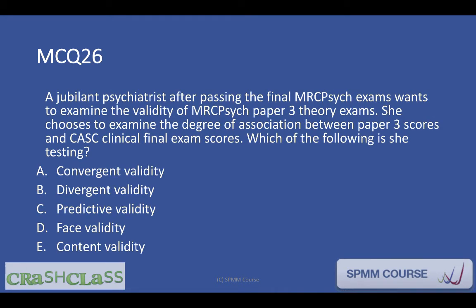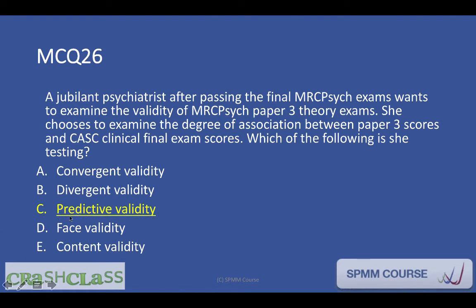A jubilant psychiatrist, after passing the final MRC Psych exams, wants to examine the validity of the MRC Psych paper 3 theory exam. Well, you can say paper B now. She chooses to examine the degree of association between paper B scores and CASC clinical final exam scores. Which of the following is she testing? Convergent validity, divergent validity, predictive validity, phased validity, content validity. The question is, do paper B scores have any predictive validity when it comes to CASC exam scores?